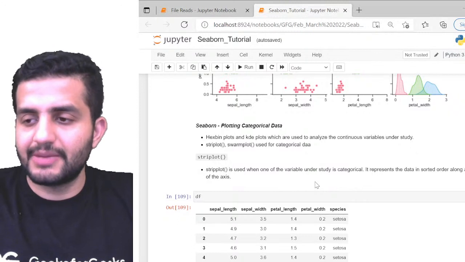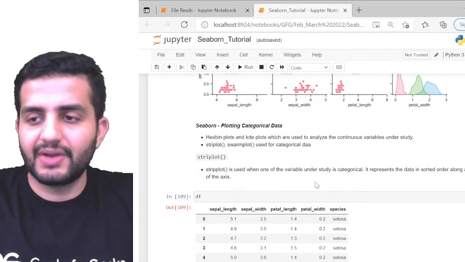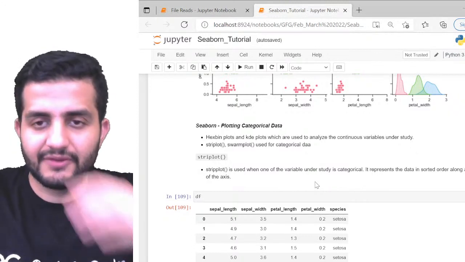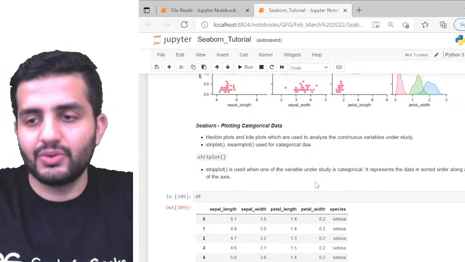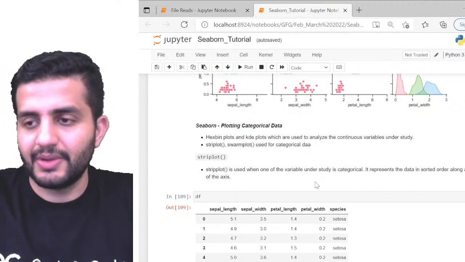I'll see you tomorrow, same time, 10 p.m., and we'll be covering the Seaborn graphs, and we'll try to cover them within 2 days. So we'll try to finish Seaborn.